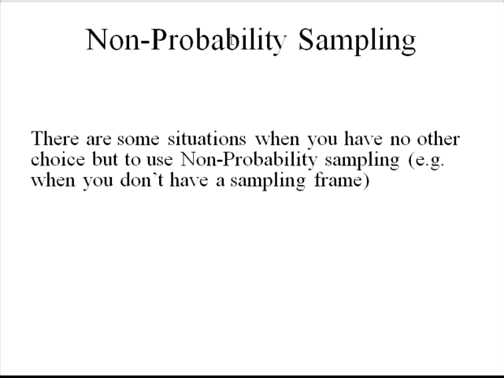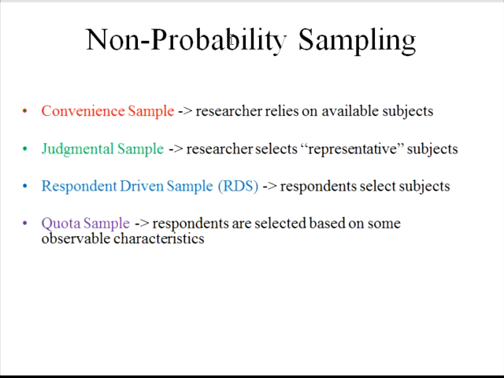However, there are some situations when you have no other choice but to use non-probability sampling. And one of those is when you don't have a sampling frame. Remember that for a probability sample, you need a sampling frame. But in some cases, you don't have one. So you have to use non-probability sampling as a last recourse.